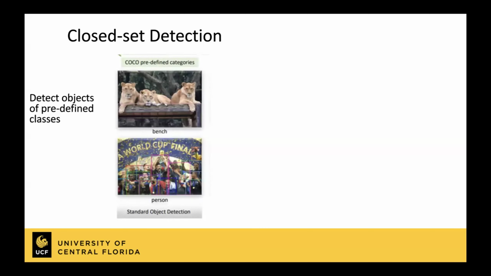First, we have closed set detection, which focuses on detecting objects of predefined classes. So here's an example of using closed set detection with COCO pre-trained categories. In this first example, we have three lions lying on a bench, where we have the category bench, and I know it's hard to see, but around the bench area there is a bounding box for that category. In the example below, we have a World Cup final of people celebrating. For the category person, we can see multiple bounding boxes around people. So this is what we know from standard object detection.